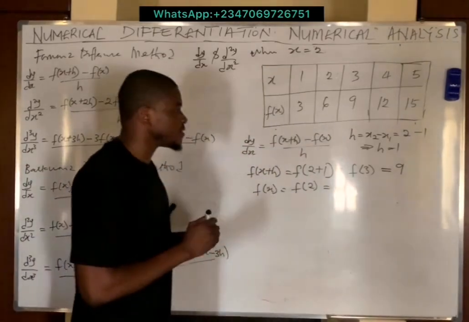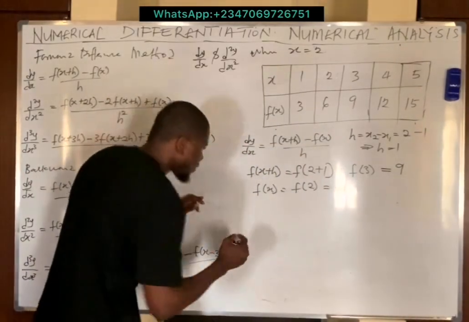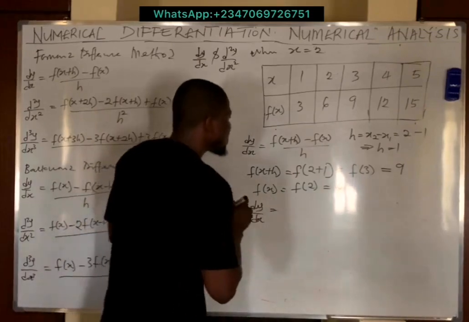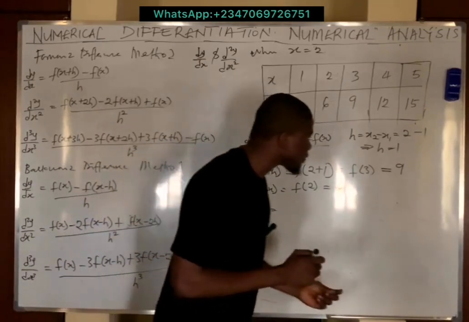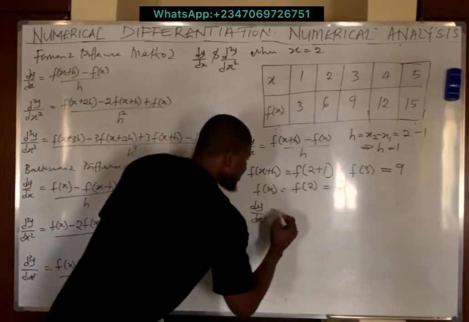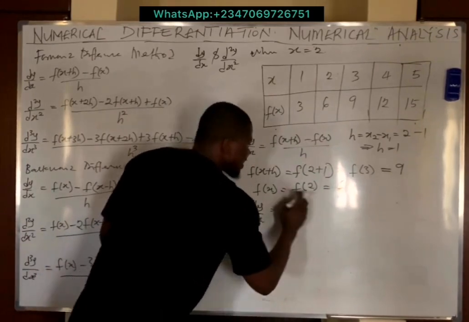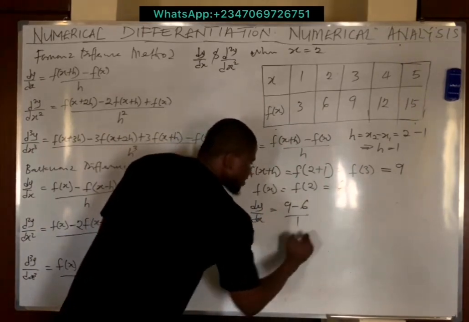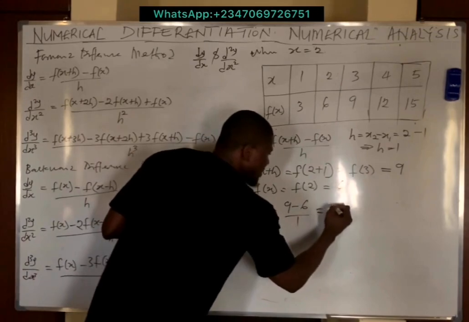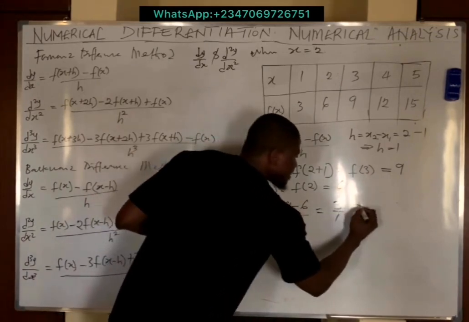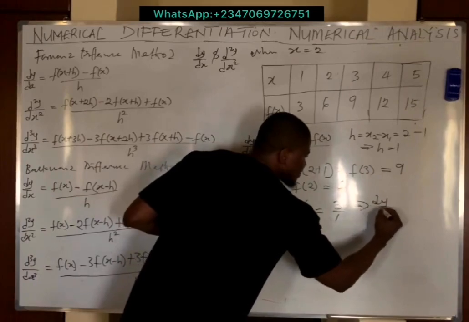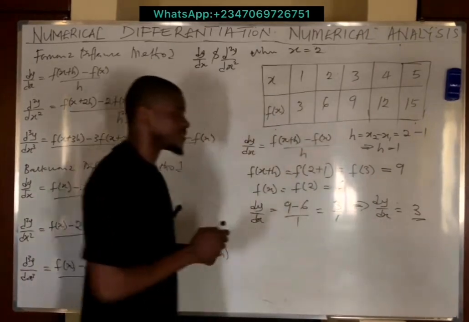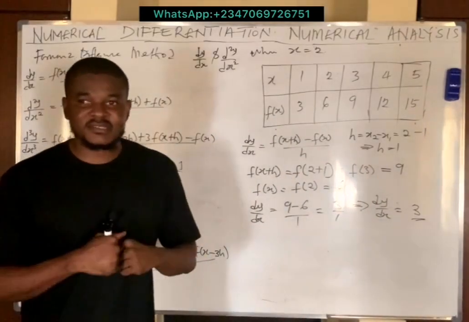You have your values ready, you plug into the equation. Therefore, your first derivative, dy over dx, is going to be equal to f of x plus h, which gave us 9, minus f of x, which gave us 6, divided by h. h is 1. So 9 minus 6 is 3, divided by 1. This implies that the first derivative approximation, dy over dx, is equal to 3. It's as simple as this.